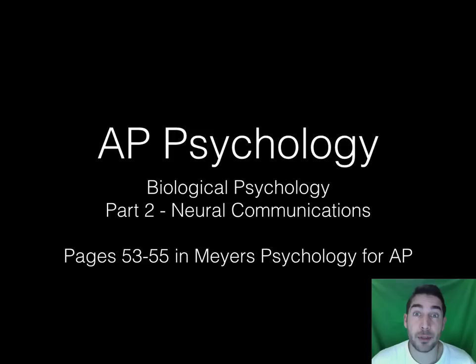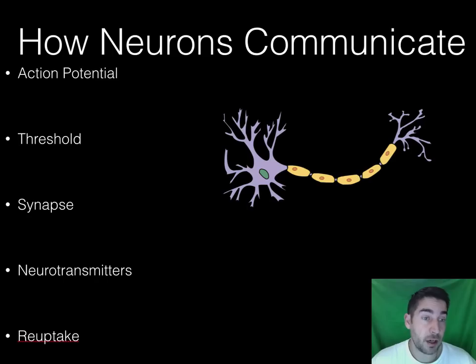We'll be talking about neural communications, going a little bit farther. Last unit we talked about the parts of the neuron, and in this part we're going to talk about what goes on, how that information gets sent. It all starts with the action potential.